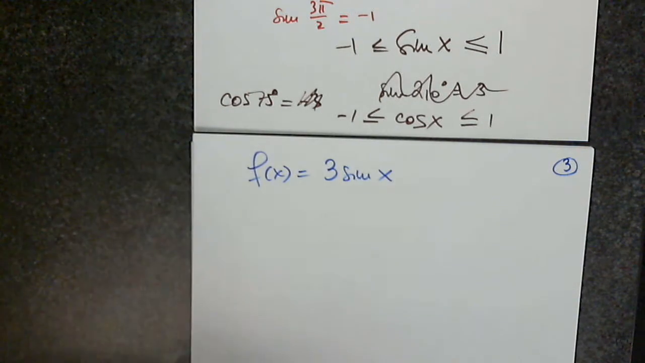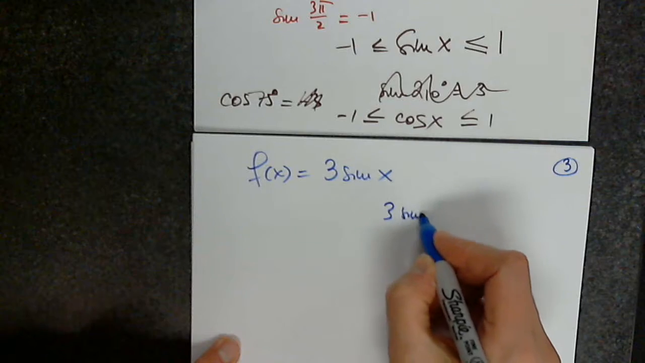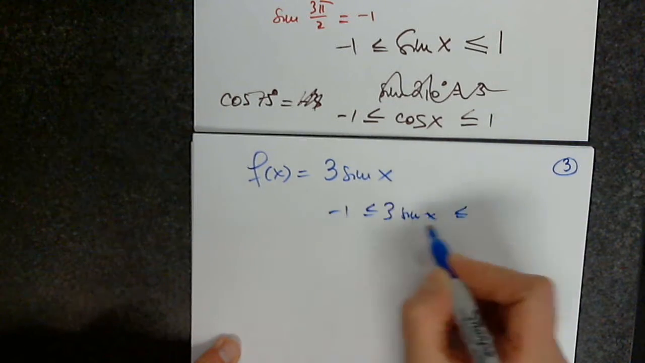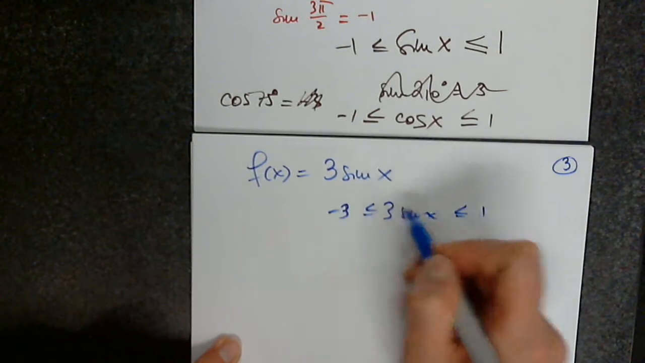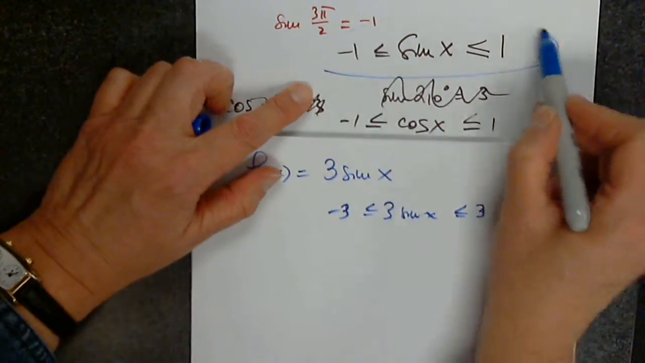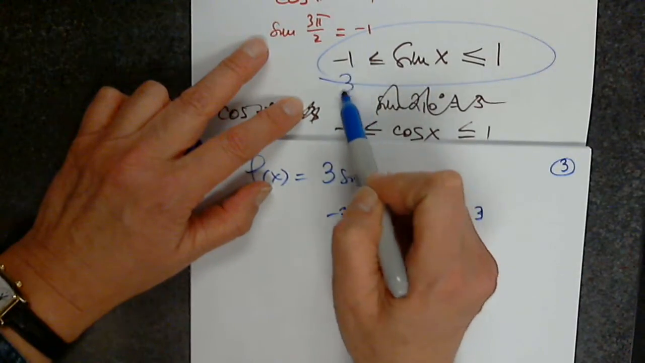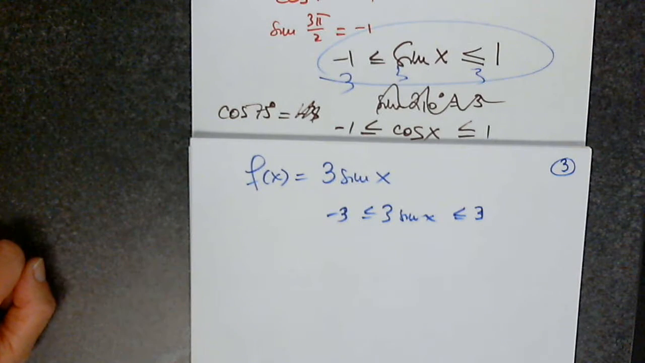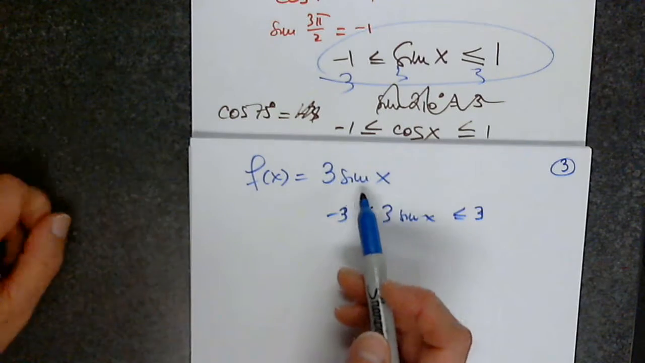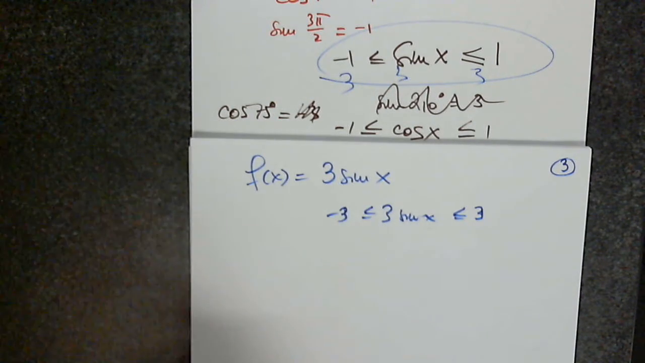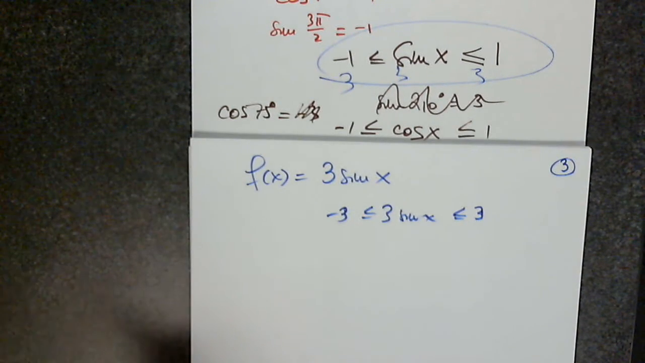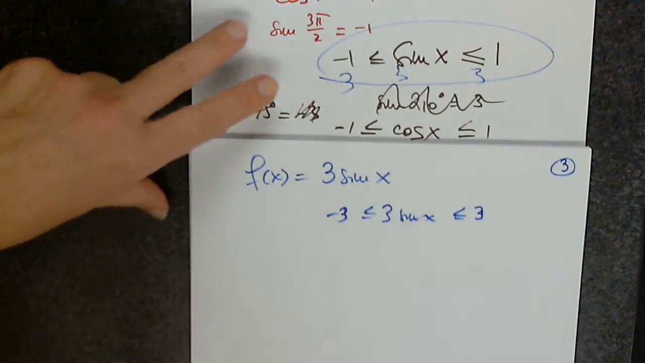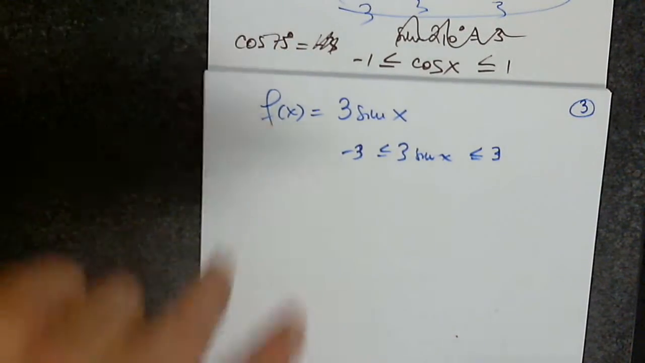This function is bounded. 3 sine x is bounded between -1 and 1. I'm sorry, I meant to say -3 and 3. All I have to do is just multiply both sides by 3. All 3 sides by 3. So this can happen, but plain sine cannot be more than 1, and it cannot be less than -1. Okay, so now I'm ready to graph this function.